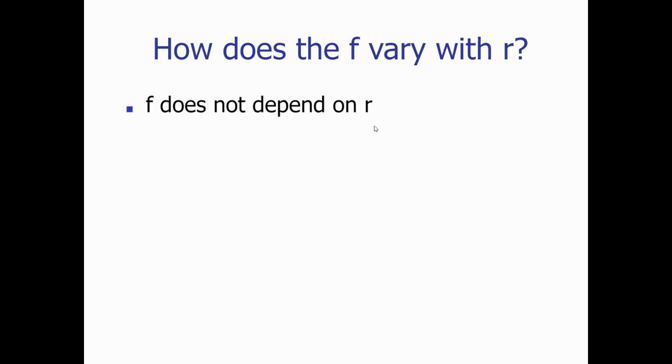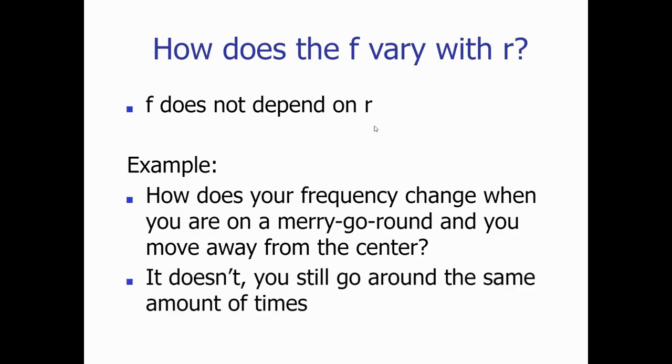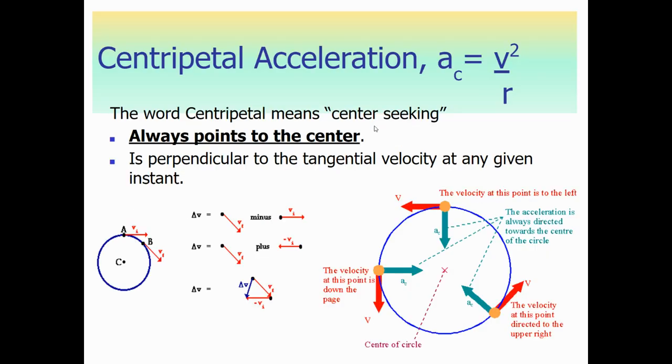All right. How does the frequency change with the radius? It doesn't. You're still going to make the same amount of laps around. The inside horse, second inner, middle inner, and then outer, they're going to wind up going around the same amount of times. Okay. So we already have this kind of up on the board. All right, centripetal acceleration, a sub c, is v squared over r. Always points towards the center.